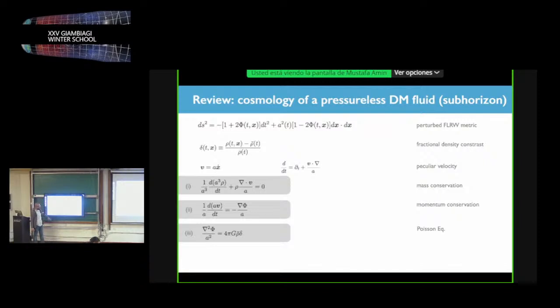By writing these equations, I've limited myself to sub-horizon scales, so scales that are smaller than the horizon. Otherwise, you have to modify these equations, at least in this sketch.